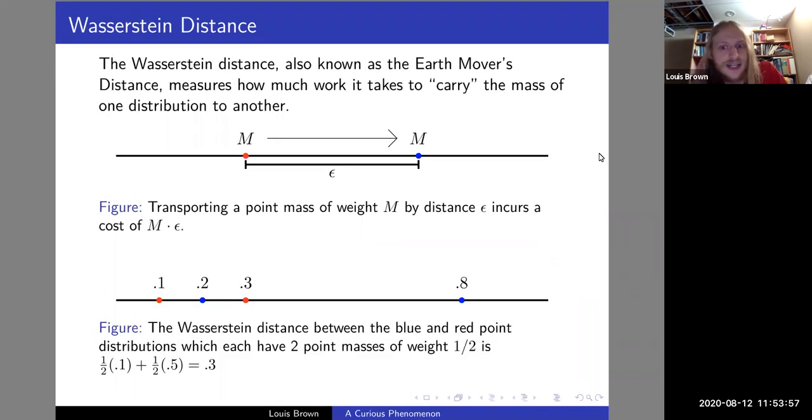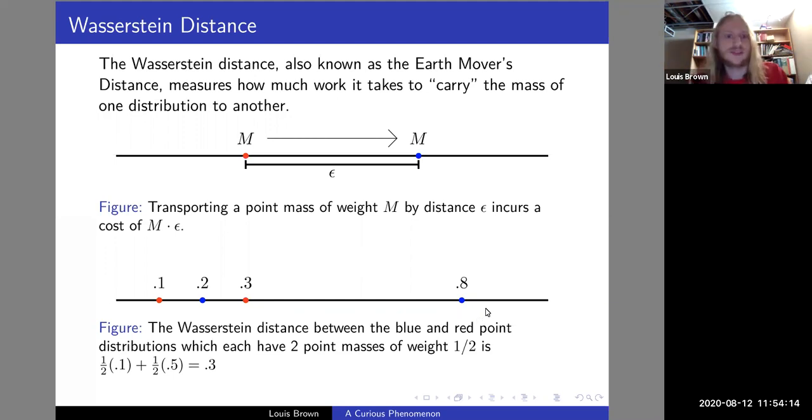If we look at another example, here we have a point distribution. We have 2 point distributions, one for each color, where each point has weight 1/2. And I want to know the Wasserstein distance between the blue and the red point distributions.